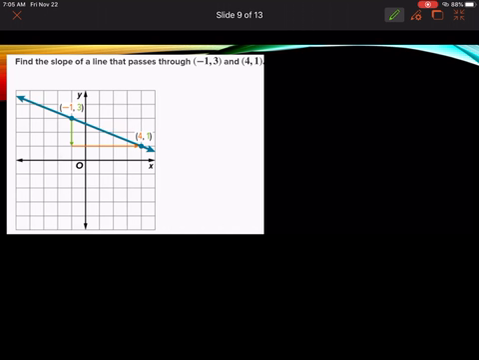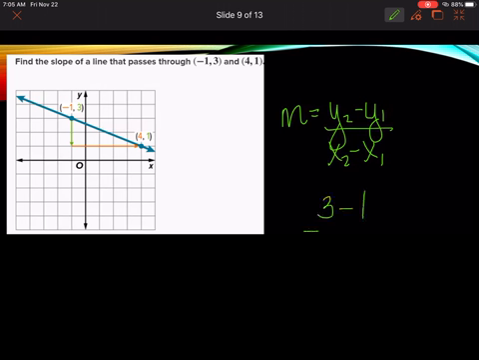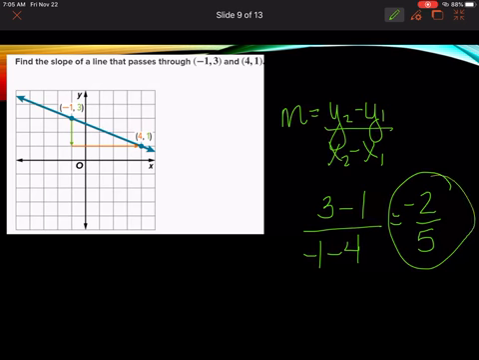So this one's going downhill, so we know it's going to be negative. y2 minus y1, x2 minus x1. So I'm going to take my y's, 3 minus 1, and negative 1 minus 4. 3 minus 1 is 2, negative 1 minus 4 is negative 5, so my slope is negative 2/5.